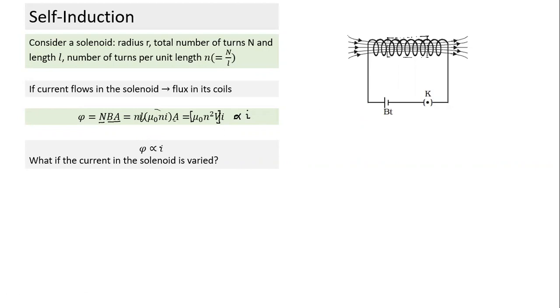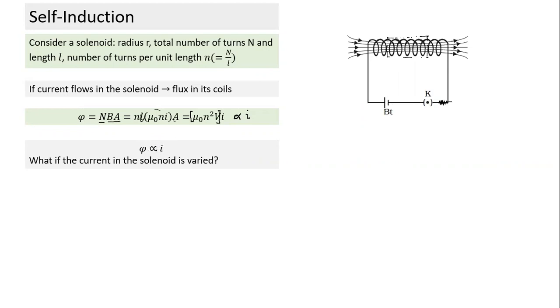So what will happen if I vary this current I? And we know how the current can be varied. Suppose the circuit is connected to a battery, and maybe there's some variable resistance here. If we change the resistance, the current can be varied. What will happen if the current is varied, based on what we already know? This is not a too difficult question to answer.